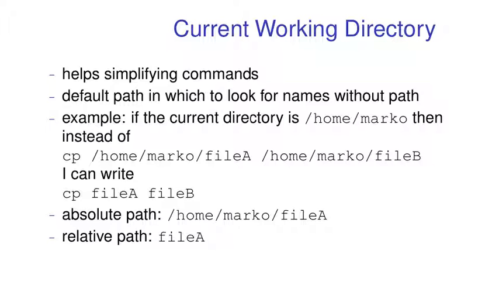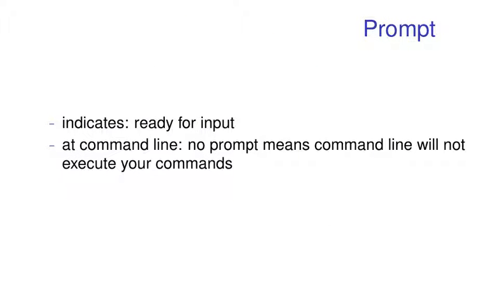In other words, there are absolute paths, which are paths that start at the root and list every component to follow, and there are relative paths, which only list the components starting at the current directory. In the above example, /home/marco/file A is an absolute path, and file A is a relative path. The prompt is an indicator telling us that a program is ready for input. In the particular case of the command line, it indicates that we can enter the next command. On the other hand, as long as the command line prompt is not visible, no further commands will be accepted, even though the system might allow us to type something in.